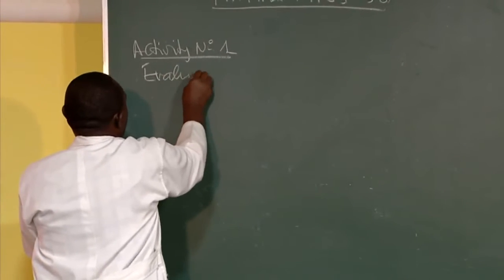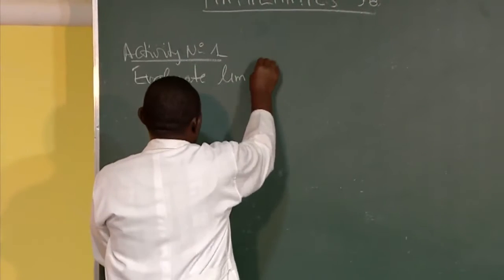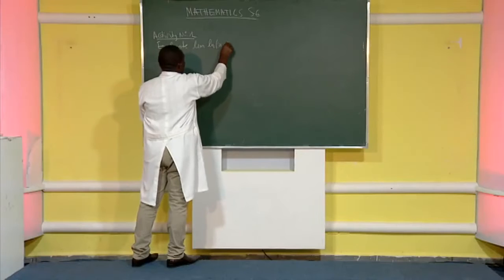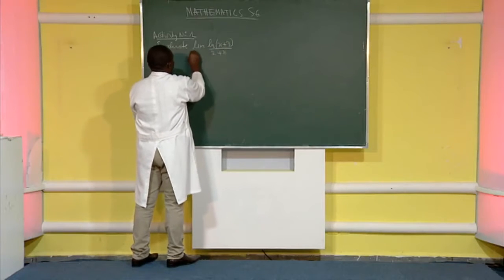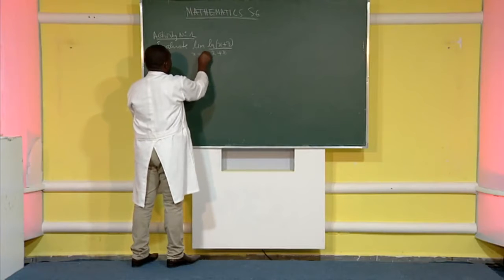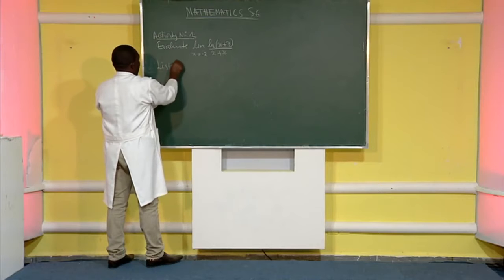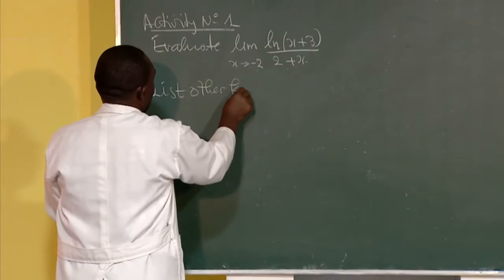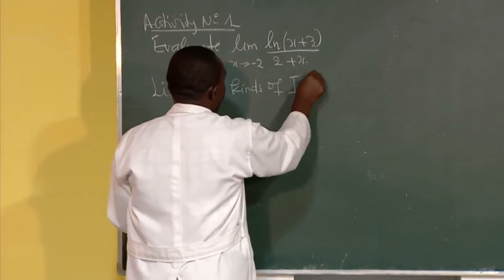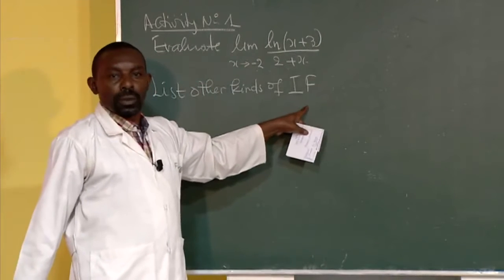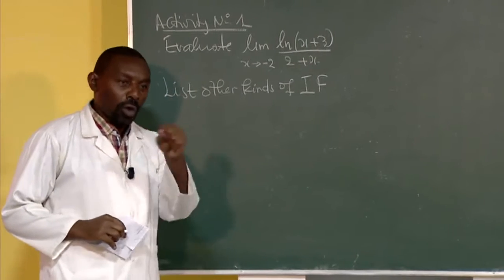Evaluate the limit of ln of x plus 3 divided by 2 plus x as x approaches minus 2, and list other kinds of indeterminate form. You have 1 minute. Go on.